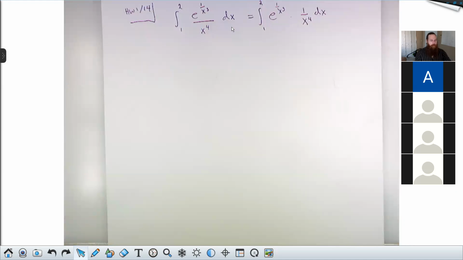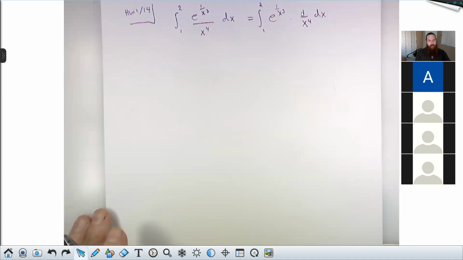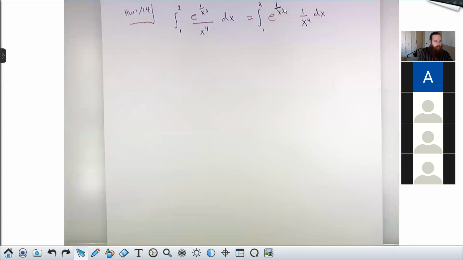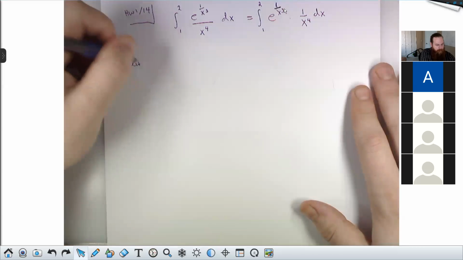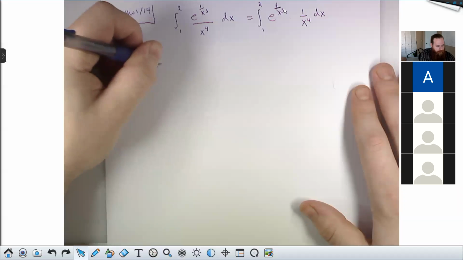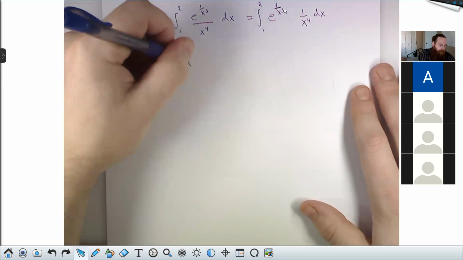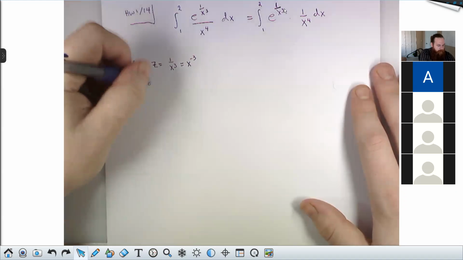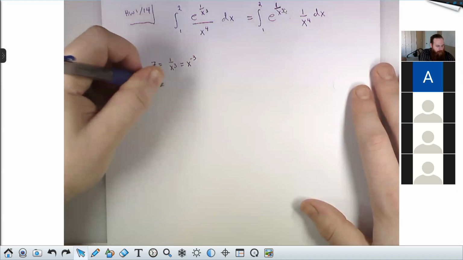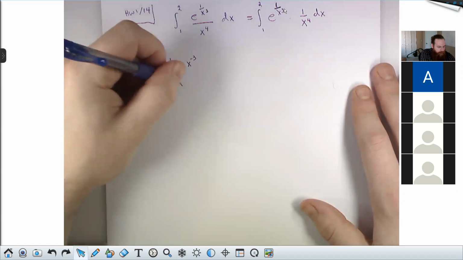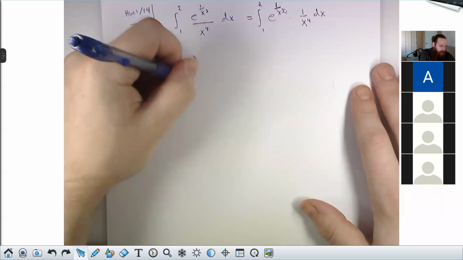And now if we start thinking about the derivative of 1 over x cubed, we'll realize that we're actually in pretty good shape. This 1 over x to the 4 isn't exactly the derivative of 1 over x cubed, but it's pretty close. So let's see what happens. If we let z be 1 over x cubed, which is the same as x to the negative 3, then dz will be the derivative of this. That's negative 3 times x to the negative 4 dx.